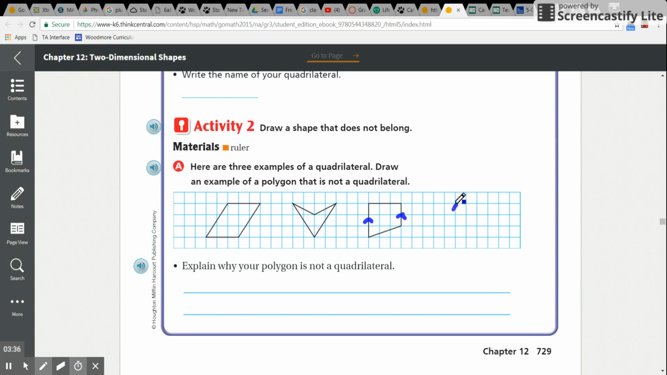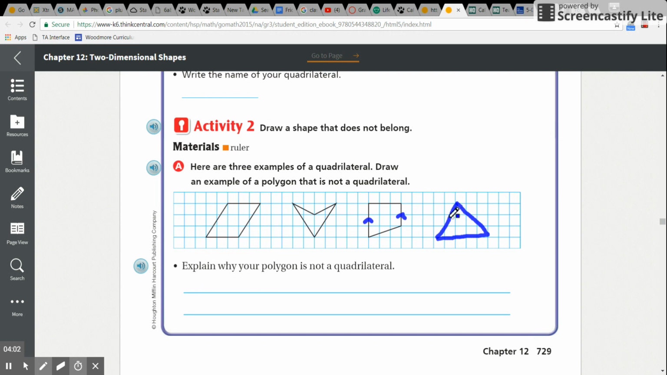All right. I chose to make a triangle. A triangle is not a quadrilateral. Now, maybe you chose a pentagon or a hexagon or an octagon. Anything that does not have 4 sides would have fit here. So why is my polygon not a quadrilateral? I am not going to write it out here. That would take forever. I'm just going to explain it.